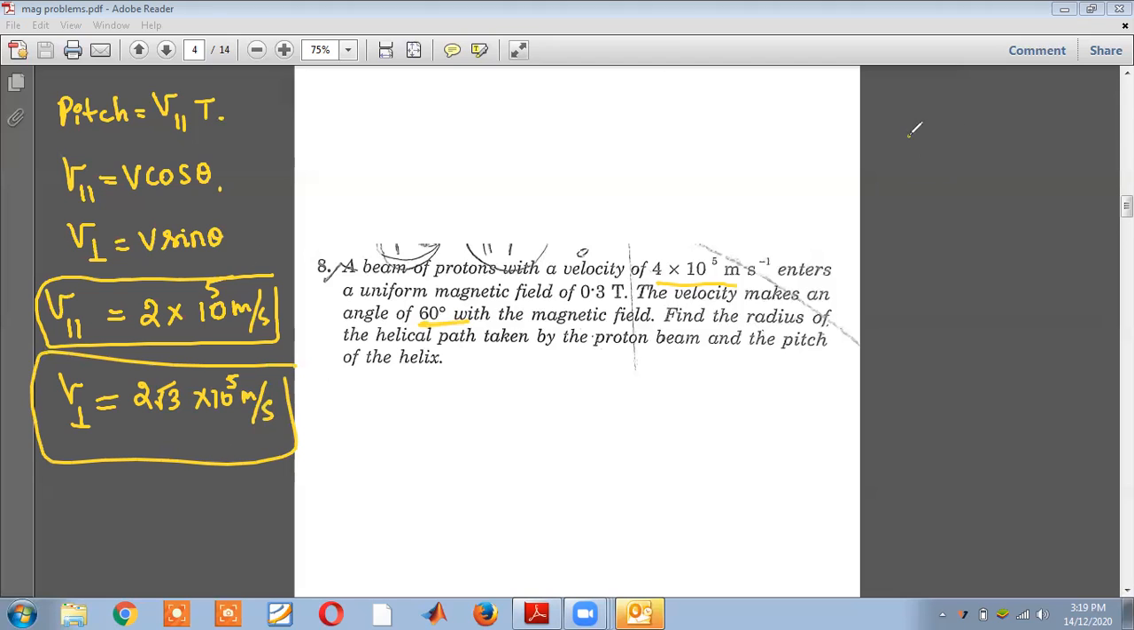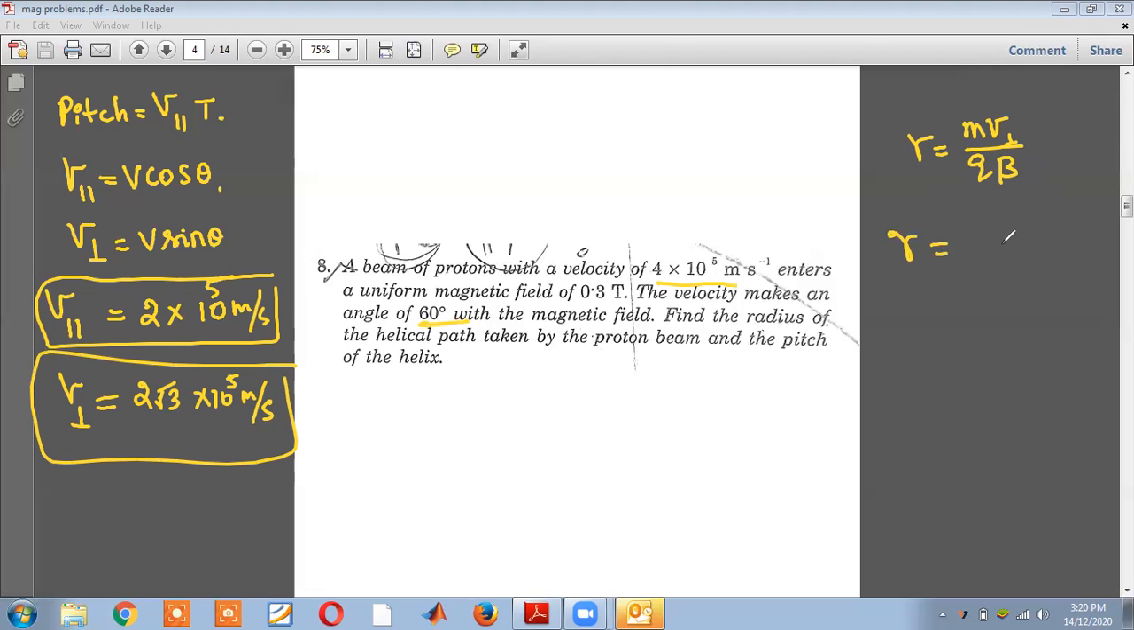Now we can find the radius, which is given by the formula mv by qB. Which V do I have to take? I have to take the perpendicular V, because that perpendicular component makes the particle move in a circular path, which provides the helical motion. So I have to include the perpendicular component.